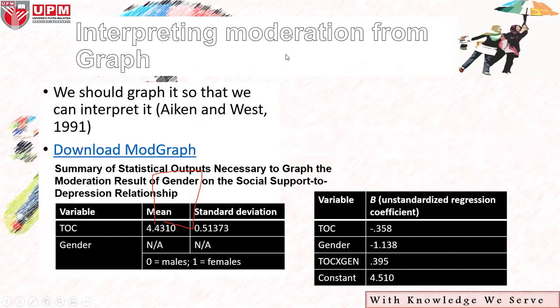Okay, so to help us better interpret the moderation effect, we can use a graph. So we should graph it so that we can interpret. This is the recommendation given by Aiken and West, 1991. To better explain or elaborate on the moderation effect, we should graph it. We can download the moderation graph from the website. Okay, hold on, let me share the link.